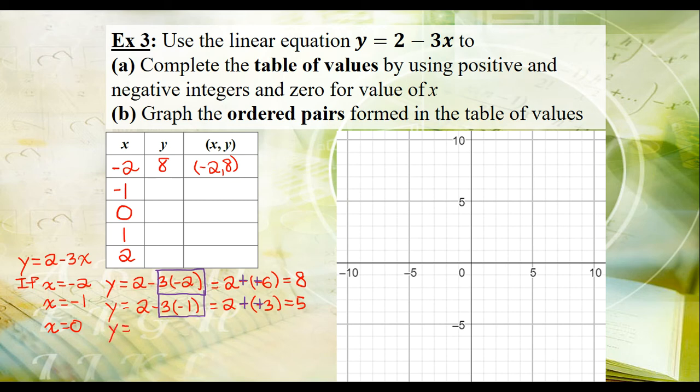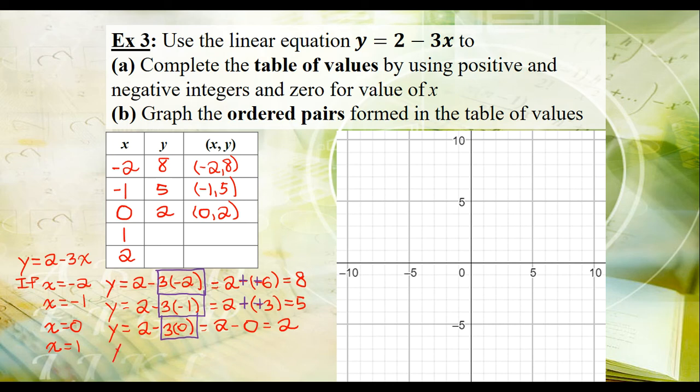Plug it in. You'd have y is equal to 2 subtract 3 multiplied by 0. And again, order of operations. So we need to do the multiplication before the subtraction. So this one's easier though, because you're just going to go 2 subtract, well 3 times 0 is just 0. And then 2 minus 0 would just be equal to 2. So you got 2 up here. This one was a 5. -1, 5, 0, 2. Okay, and then x is equal to 1.